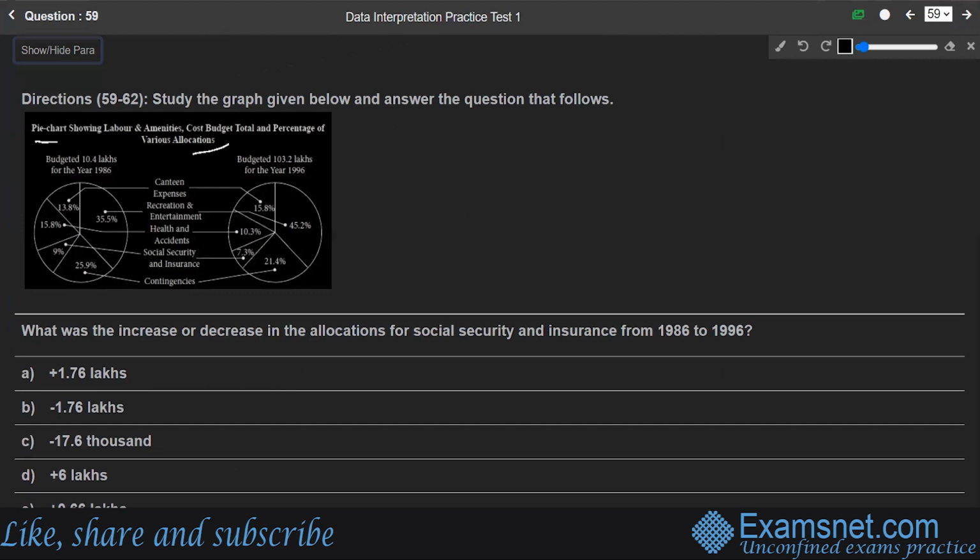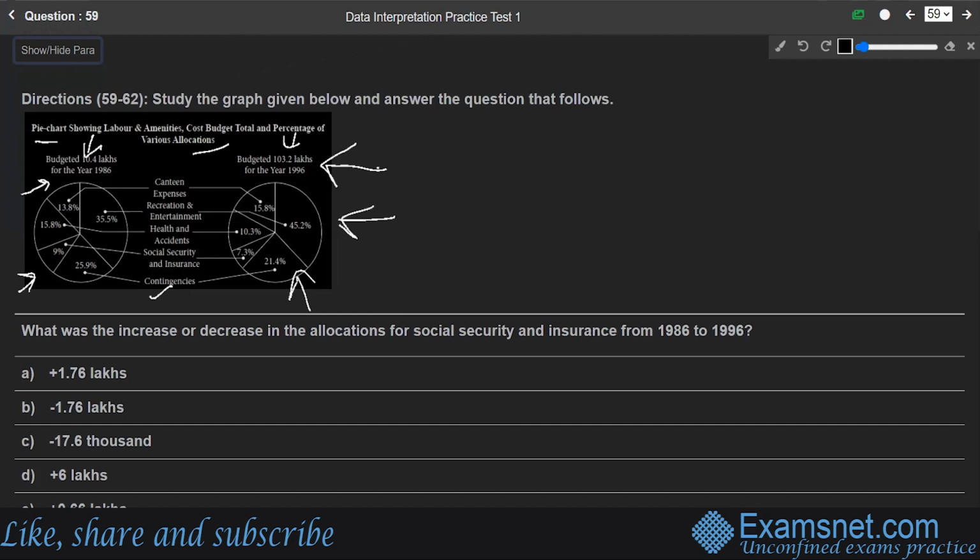So we can see 10.4 lakhs. In the year 1986, the budget was 10.4 lakhs, and the distribution of that has been given in terms of the first pie chart, for different heads like canteen expenses, recreation and entertainment, health and accidents, social security, and contingencies. The same distribution has been provided for 1996 also. This time around, the budget was 103.2 lakhs. So the later distribution is from 103.2 lakhs, and the first distribution is from 10.4 lakhs only. Only the percentage values differ.